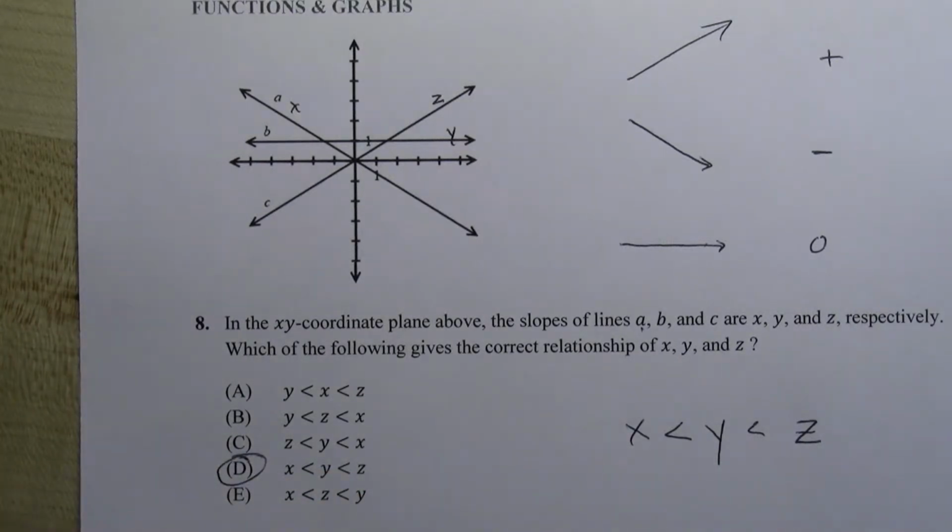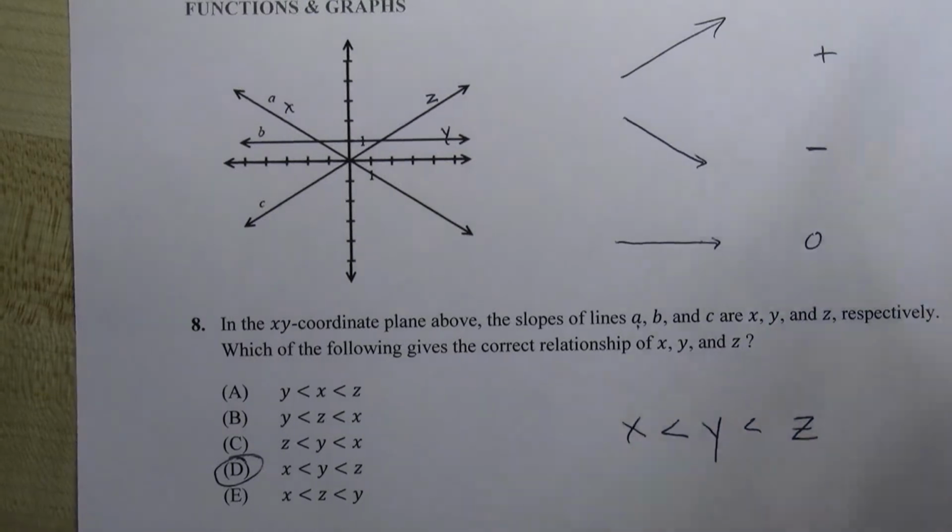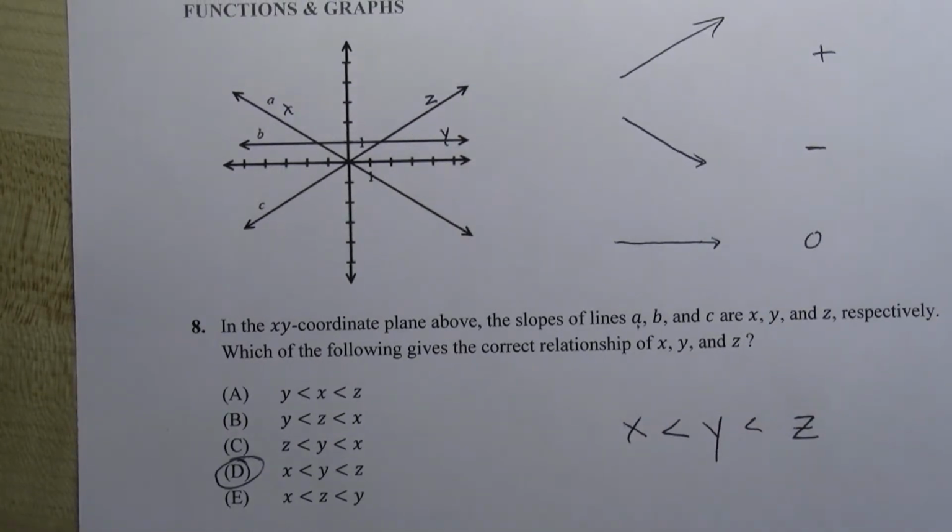So number 9, not a problem. You just have to be able to estimate slopes based on their appearance. And again, if it's going up, it's positive. If it's going down, it's negative.